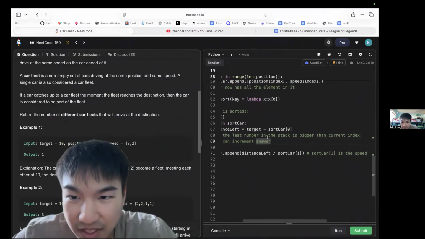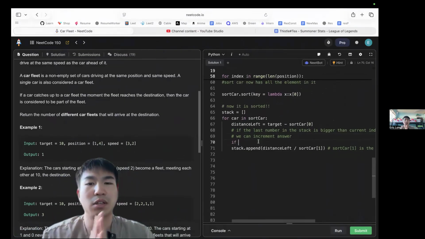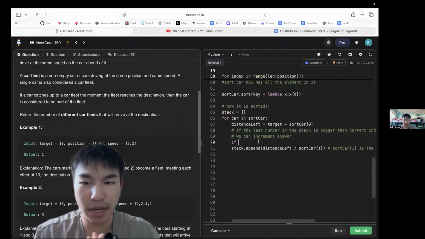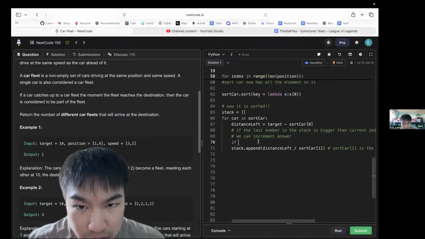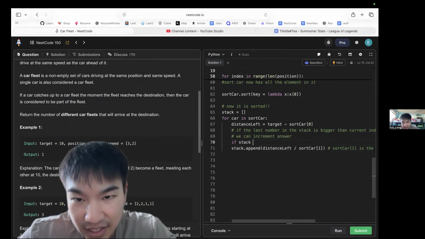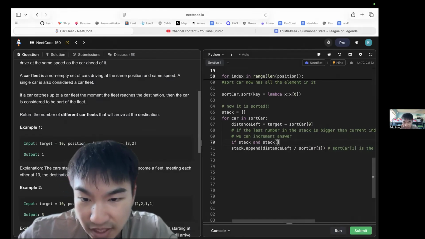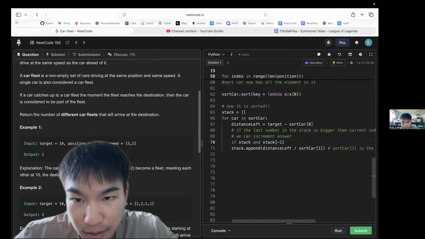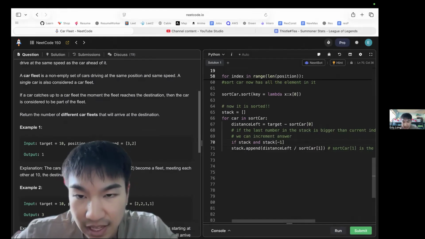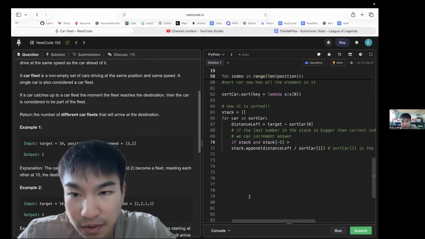If the last number on the stack is bigger than the current index, we could increment answer. Okay, now we just compare. So stack append. We check if there even is anything on the stack, and stack at the last position, -1, is less than, or if stack's greater than, then we know.